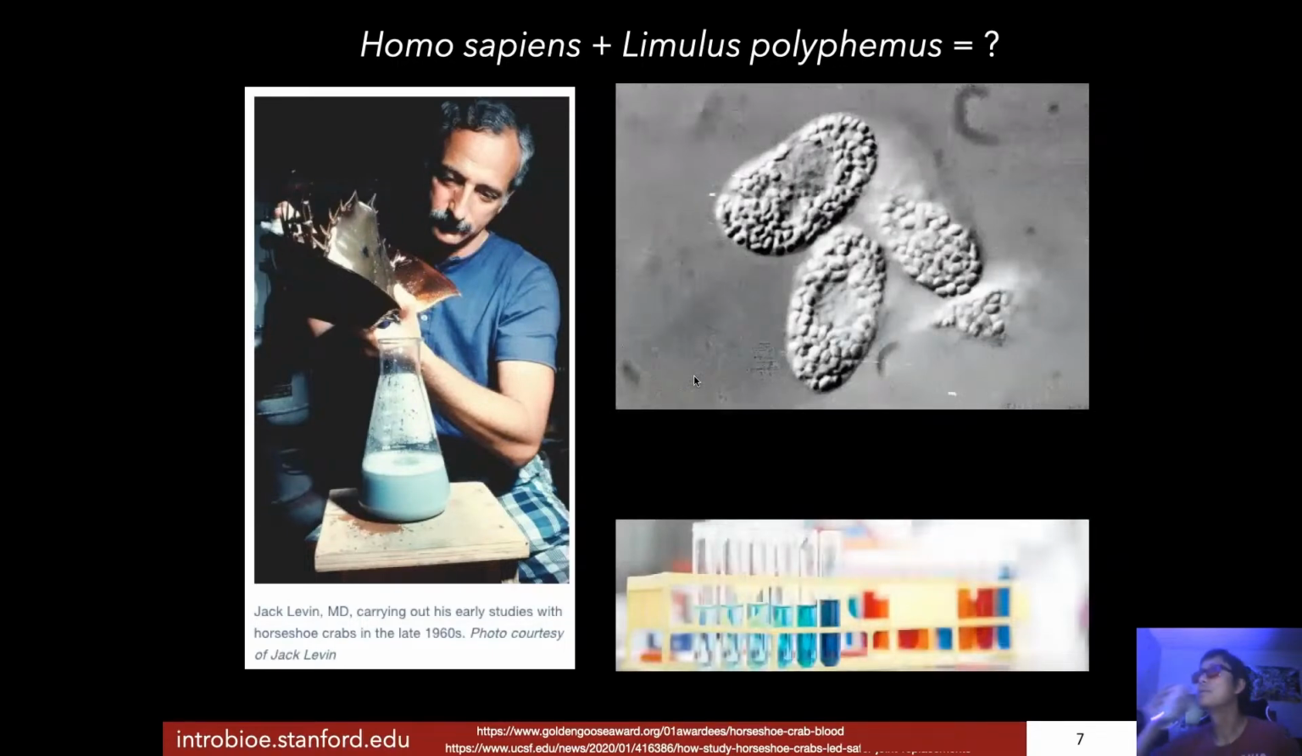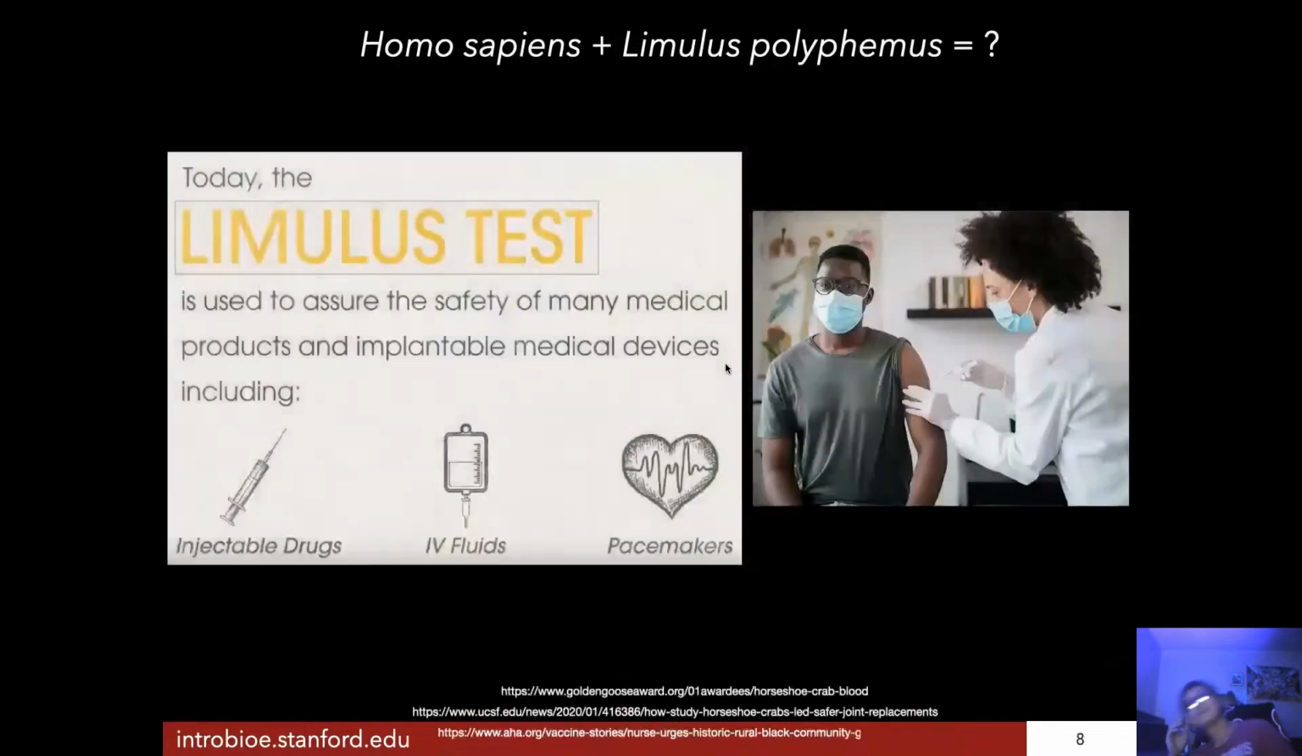And Jack and colleagues figured out that if you extracted this factor found in horseshoe crab blood, instead of taking a sample of your vaccine or saline solution and injecting it into rabbits, you could just mix it up with this horseshoe crab blood extract and see whether or not you got this coagulation or observable property. And so this becomes known as the limulus test.